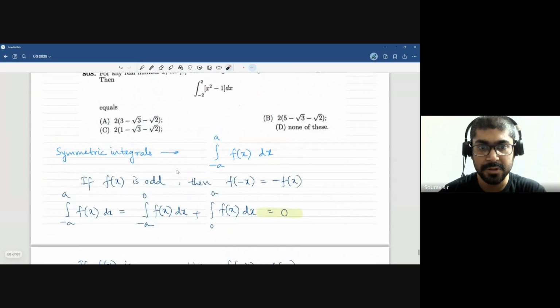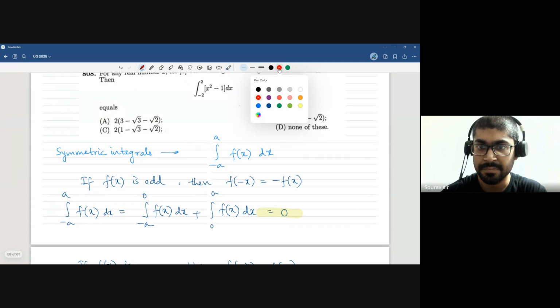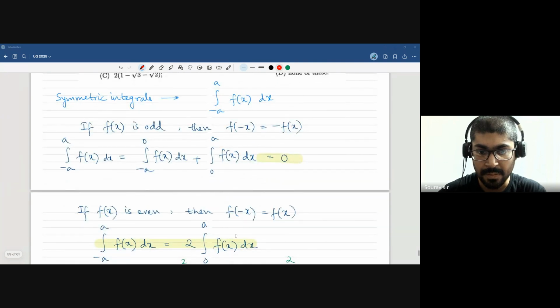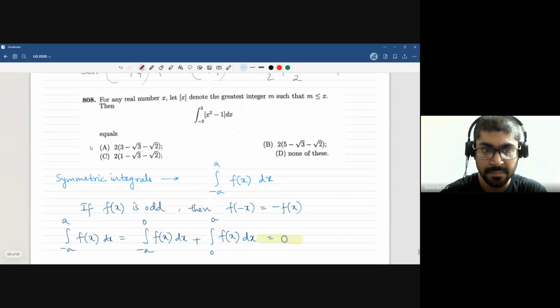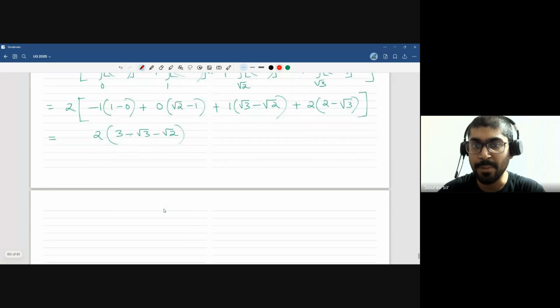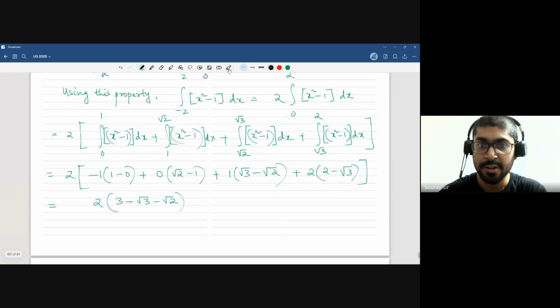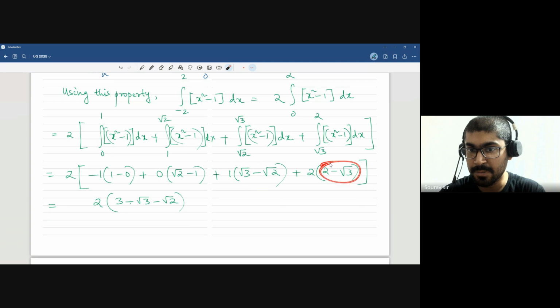Okay, so that becomes Option A. So the property of box integrals: you do the subtraction here because you will get the integer only, right? And then you go for the product. This will cancel out. This will give you root 3 minus root 2 into 1, root 2 minus root 3, 2 minus root 3. You'll do the multiplications, you'll get your answer.